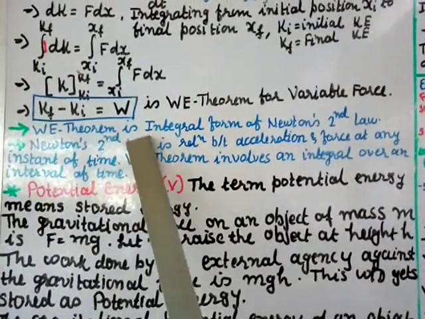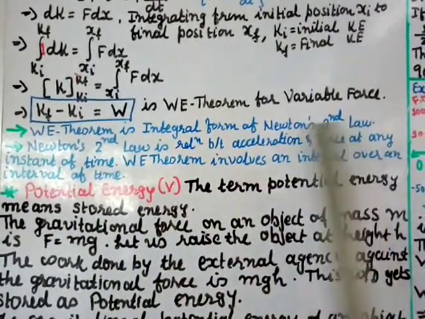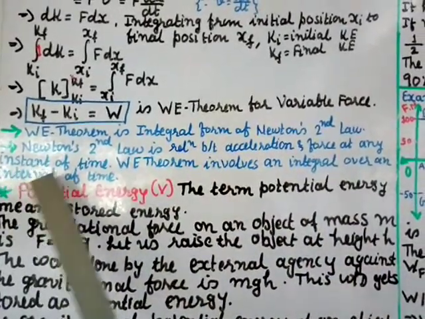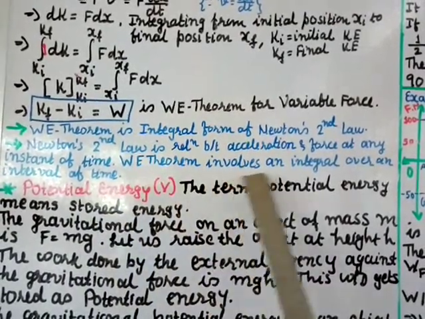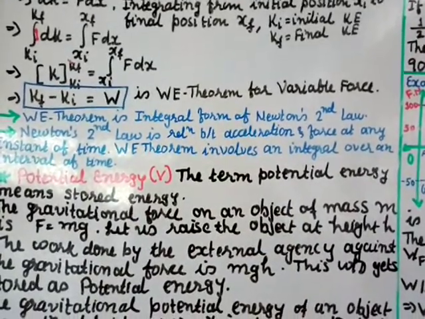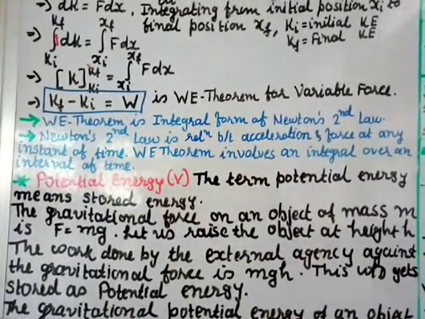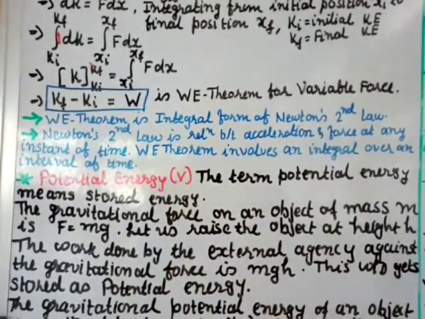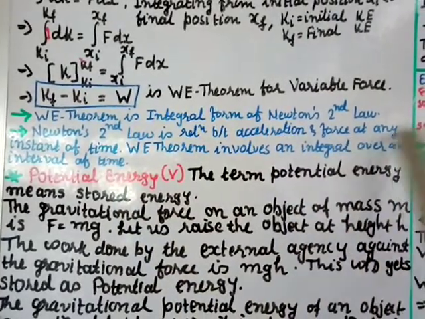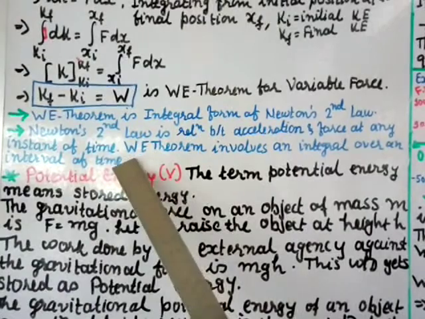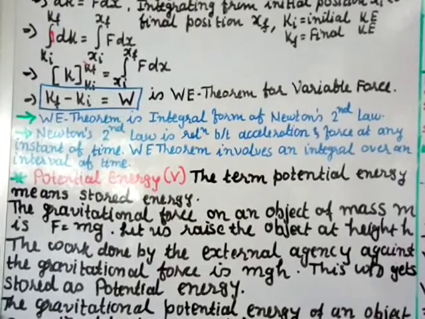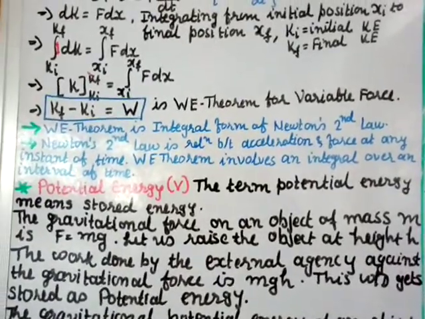Work energy theorem is the integral form of Newton's second law. Newton's second law is the relation between acceleration and force at any instant of time. Work energy theorem involves an integral over an interval of time. Okay, so this is like just comparing work energy theorem and Newton's second law. In the first part we see that the work energy theorem is the integral form of Newton's second law, and in the second thing we say that Newton's second law is the relation between acceleration and force at any instant of time, while work energy theorem involves an integral over an interval of time. Okay, so that is the relation between work energy theorem and Newton's second law.